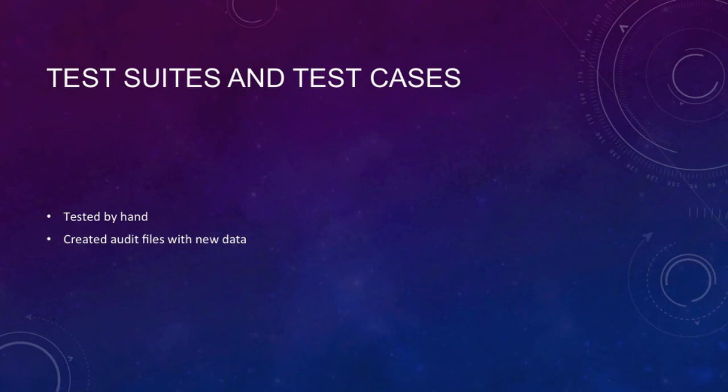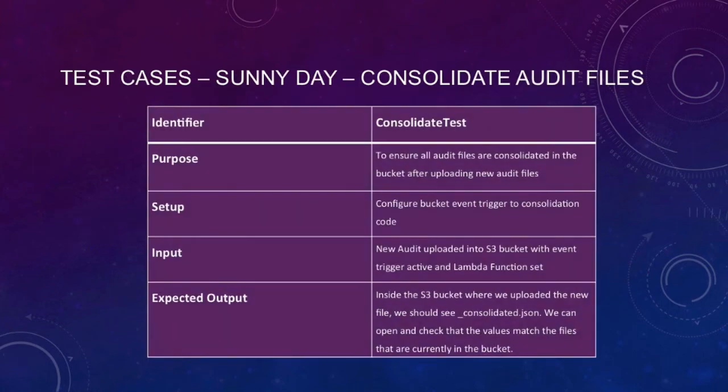All of the user stories for this project were tested by hand by creating many audit files with new data. Here is an example of a sunny day test of the consolidate audit files function. We want to ensure all audit files are consolidated in the bucket after uploading new files. First, we configure the bucket event trigger to the consolidated code. Next, we upload a new audit file into the S3 bucket, triggering the consolidation code. Now we can open the S3 bucket and check for the consolidated.json file that should have been uploaded. In this case, the consolidated file is available and has the correct formatting.